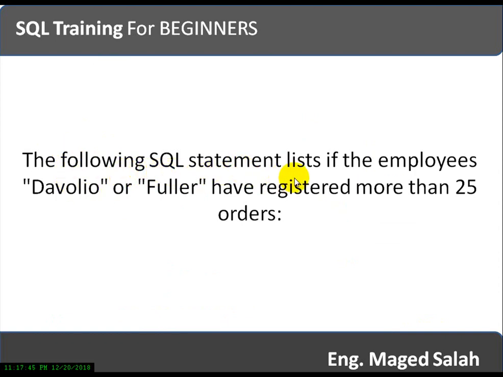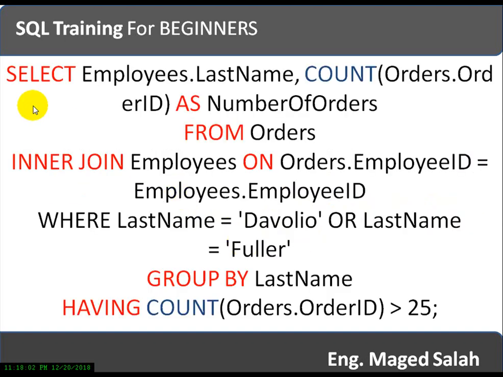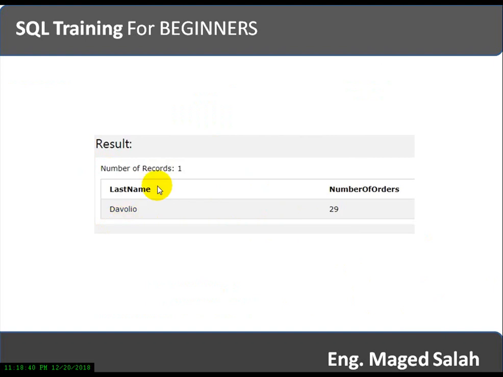The following SQL statement lists if the employees West or Fuller have registered more than 25 orders. SELECT Employees.LastName, COUNT(Orders.OrderID) AS NumberOfOrders FROM Orders INNER JOIN Employees ON Orders.EmployeeID = Employees.EmployeeID WHERE LastName = 'West' OR LastName = 'Fuller' GROUP BY LastName HAVING COUNT(Orders.OrderID) >= 25. So the result here is only one: West, number of orders 29.